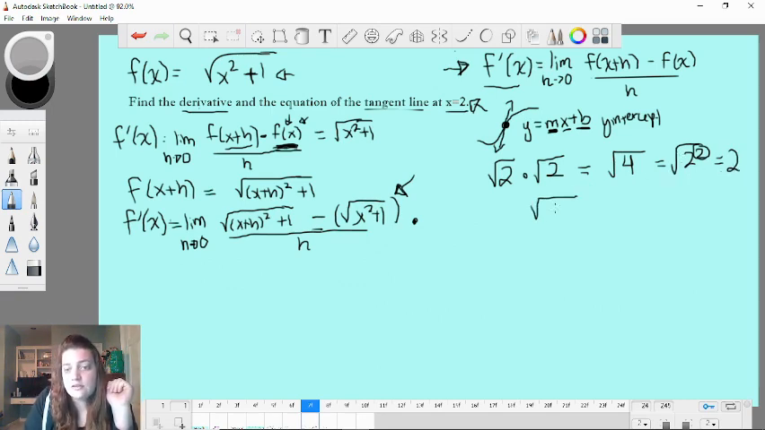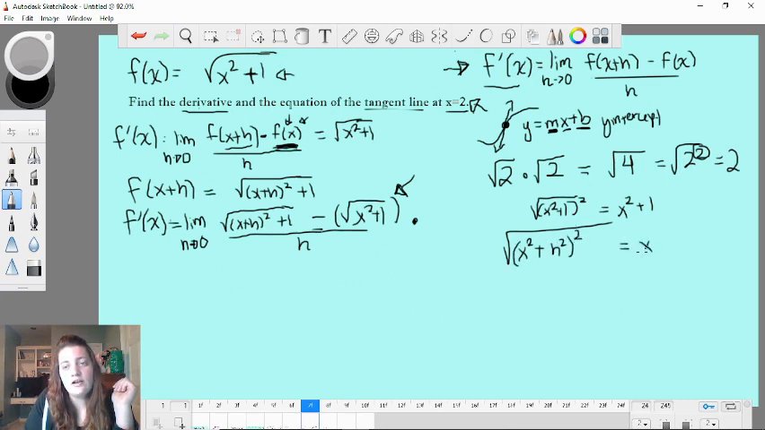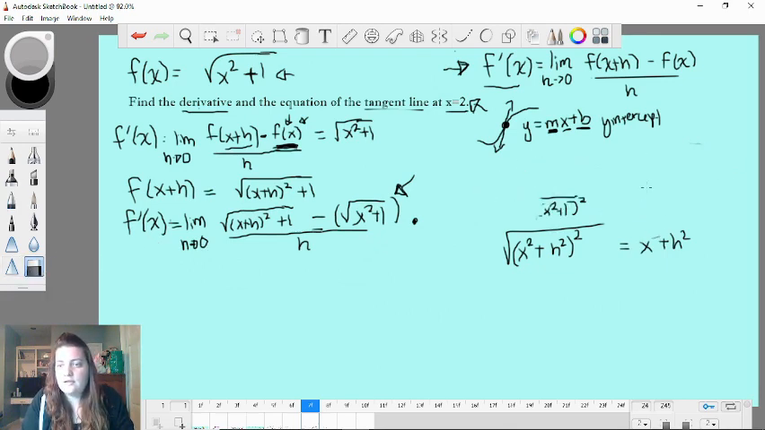So if I had the square root of x squared plus 1, and that was squared under here, it would just equal x squared plus 1. If I had x squared plus h squared under the square root, squared, it would just equal itself, x squared plus h squared. Okay? So that's just a quick little information. I'm going to erase that so we can move on and have some space.